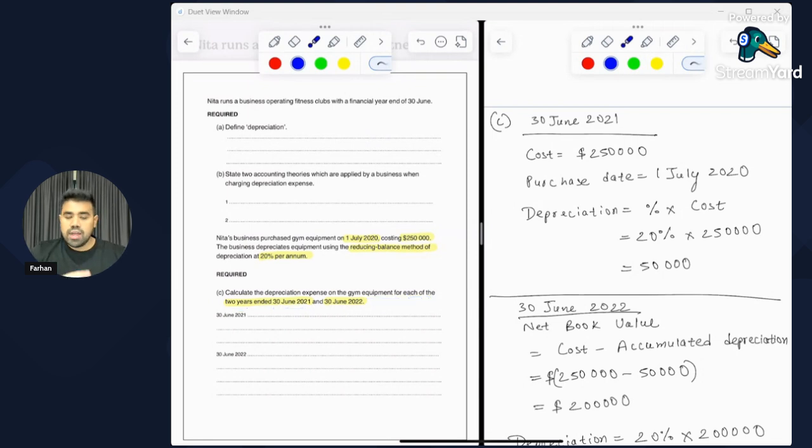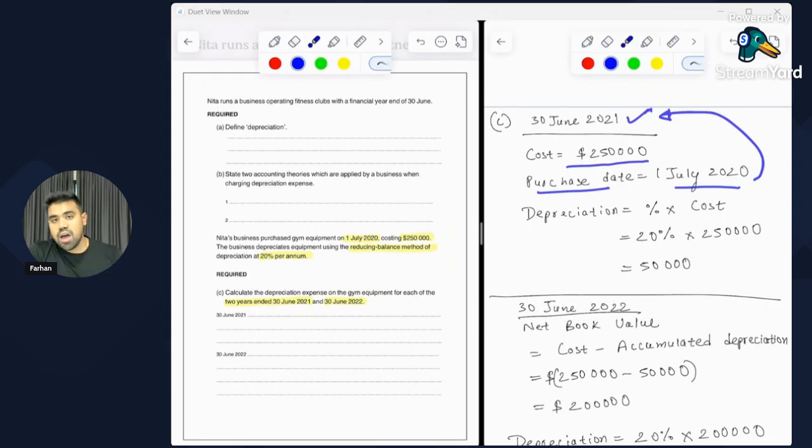All right, so let's start with the financial year ending 30 June 2021. So on 30 June 2021, we know that the original cost of the asset is $250,000, the price that we paid to buy this asset on the purchase date, which is 1 July 2020. So from 1 July 2020 until 30 June 2021, we have one entire financial year that has passed.